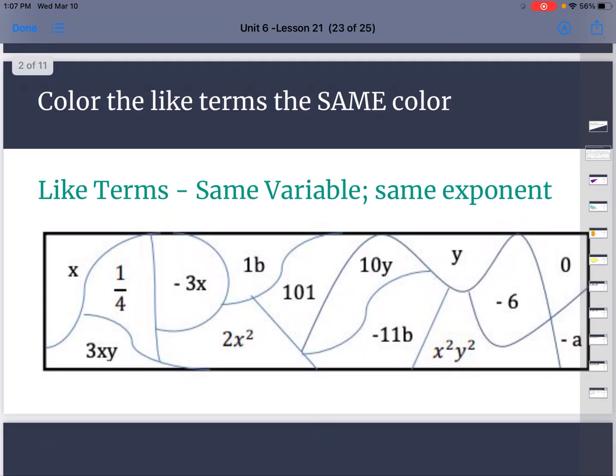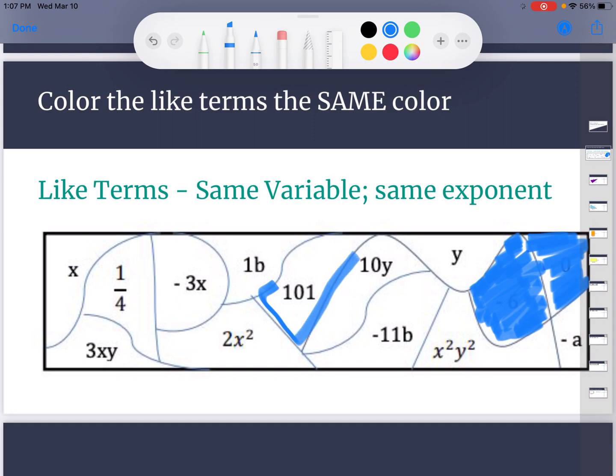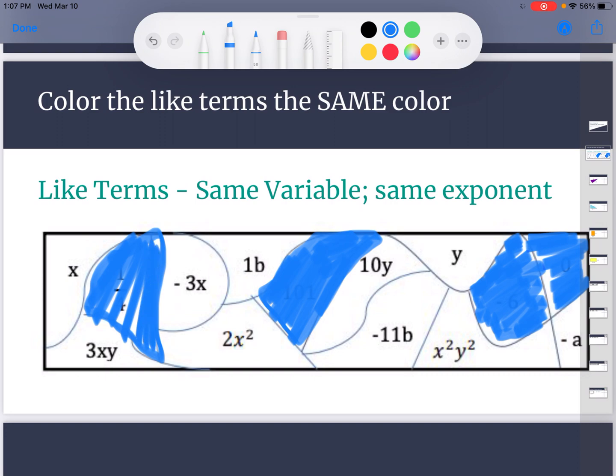All right, so the first thing I want you to do is color in your like terms just like yesterday. So you're going to choose a color and then your like terms. So like terms means same variable, same exponent. So I'm going to start with my constants. So that's numbers that are on their own. A constant is a number that's all by itself. It can be a fraction, it can be a decimal, it can be a whole number, but it's just a number on its own.